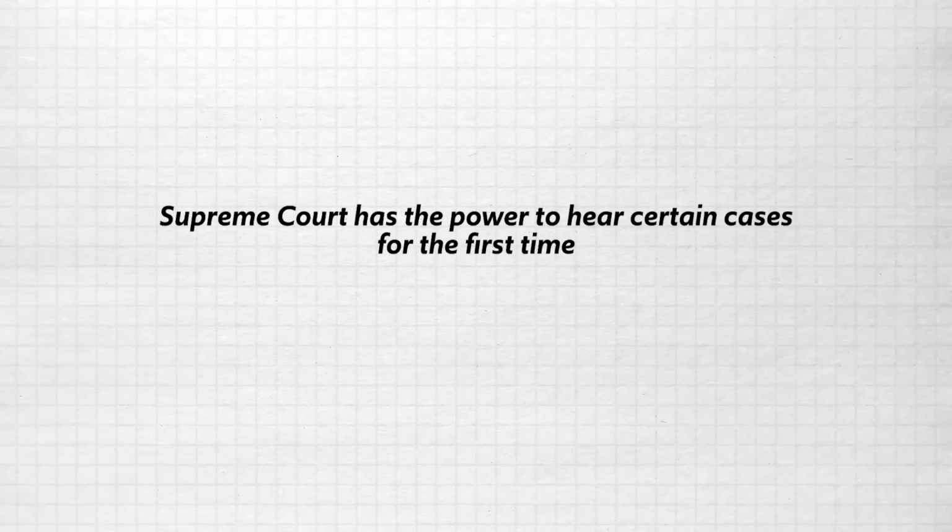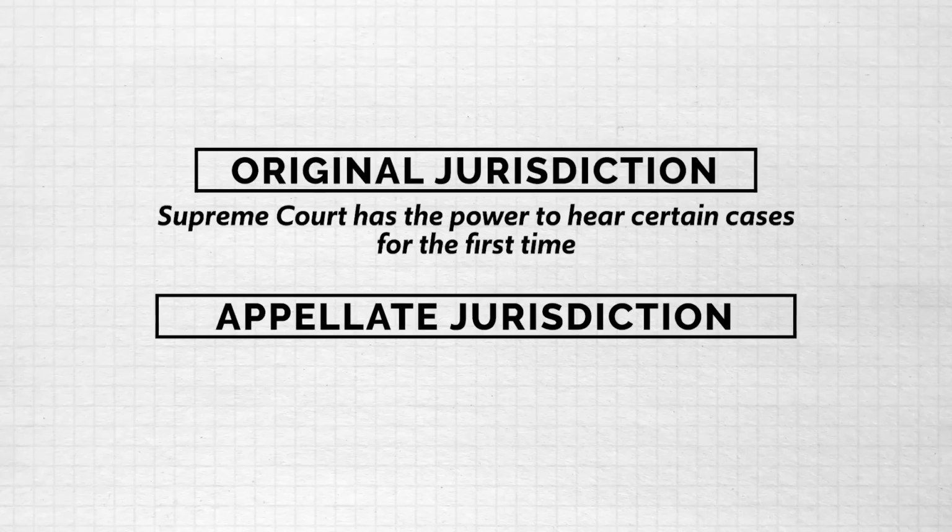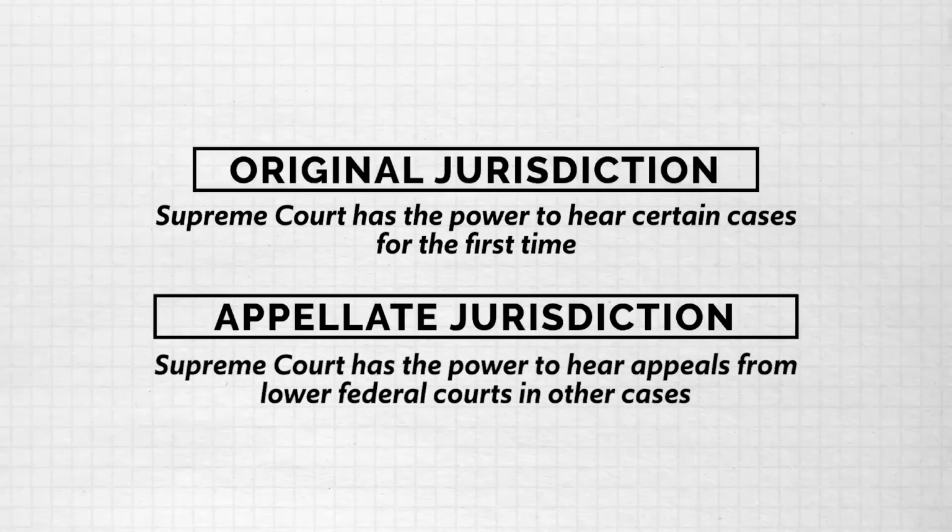So Article 3 states that the Supreme Court has both original jurisdiction and appellate jurisdiction. Original jurisdiction means the court has power to hear certain cases for the first time. Appellate jurisdiction means that the court has power to hear appeals from lower federal courts in other cases. Now, I'm not slinging vocabulary around just for funsies. You really have to understand jurisdiction to understand this case.